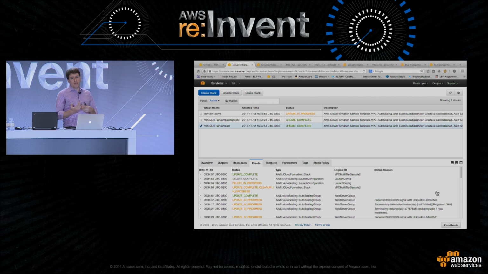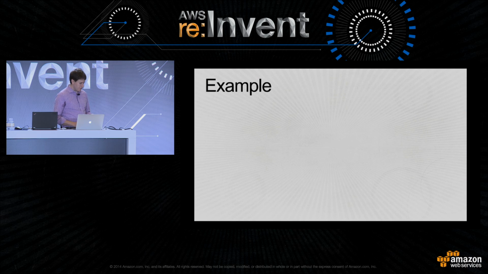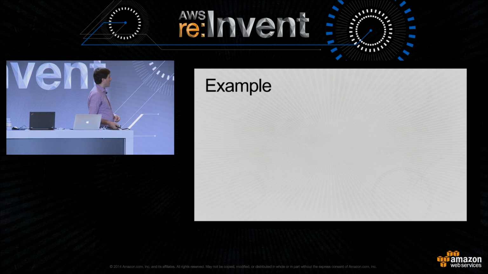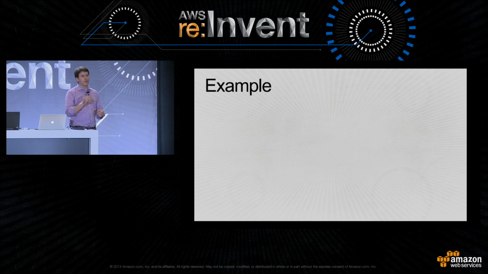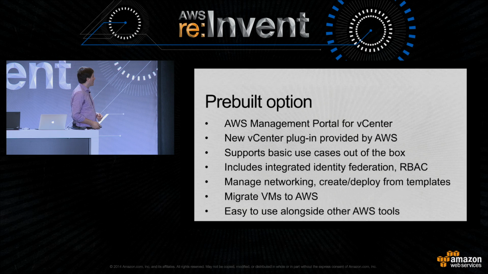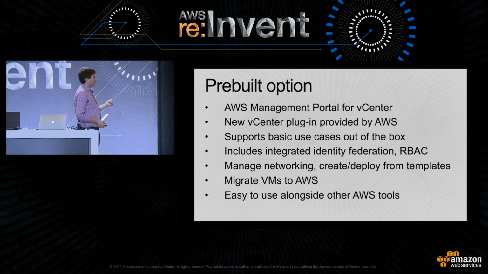So this is a great way if you want to manage across multiple different AWS services. I'd highly suggest that you take a look at that. And you can see it's pretty different than a template that you might be used to, where you right-click on a VM and create a template from it. So we have a pre-built option here. This is a product I work on.